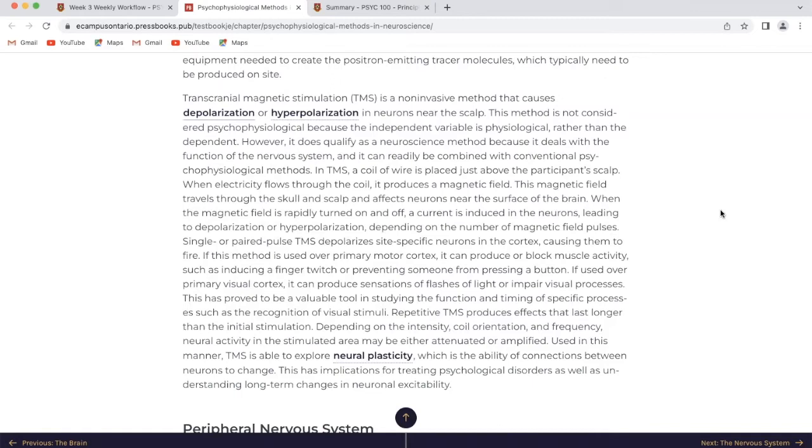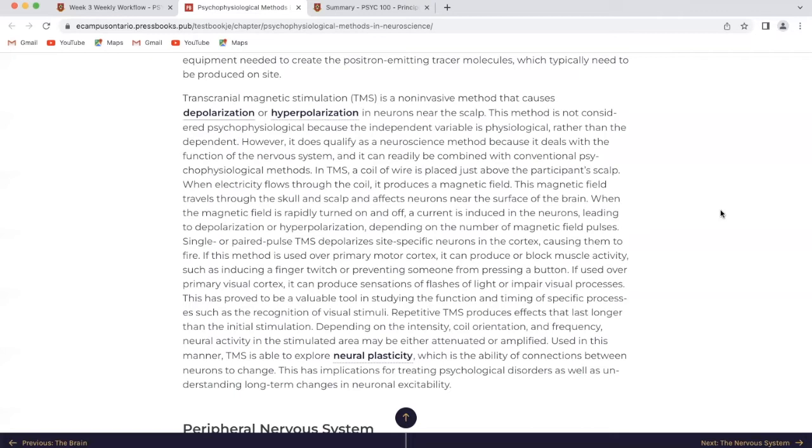In TMS, a coil of wire is placed just above the participant's scalp. When electricity flows through the coil, it produces a magnetic field. This magnetic field travels through the skull and scalp and affects neurons near the surface of the brain. When the magnetic field is rapidly turned on and off, a current is induced in the neurons, leading to depolarization or hyperpolarization, depending on the number of magnetic field pulses.